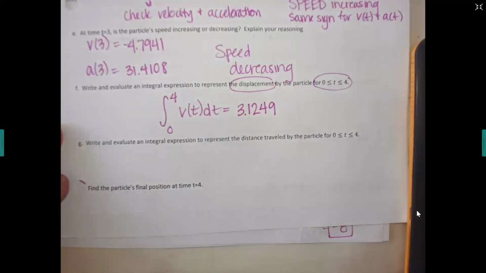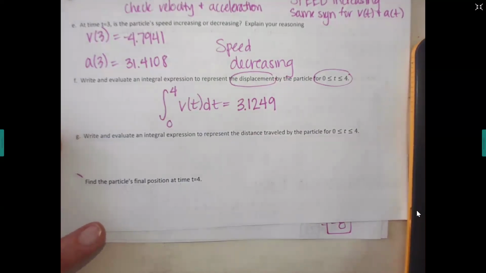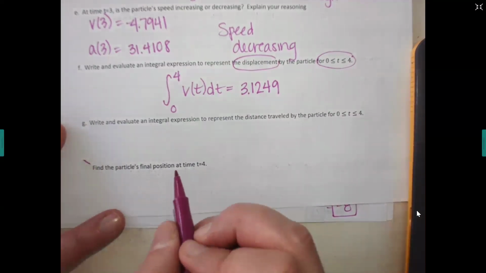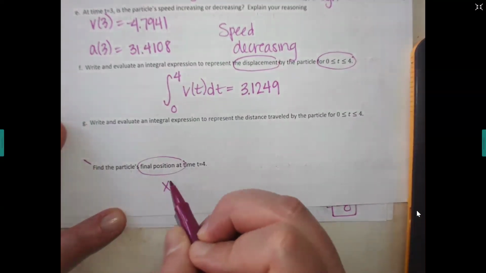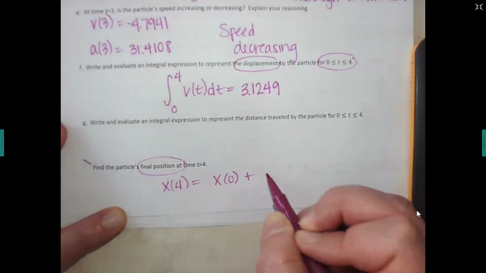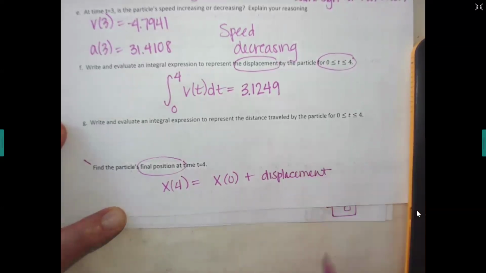Okay, now remember, displacement tells you how far the particle moved from its initial position. So come down here to this part. If I want the final position at 4, then remember, I need to take the initial position and then add the displacement. So look back in your question. They have to tell you position in the question. Remember, a velocity graph can't give you that. So go back and read.